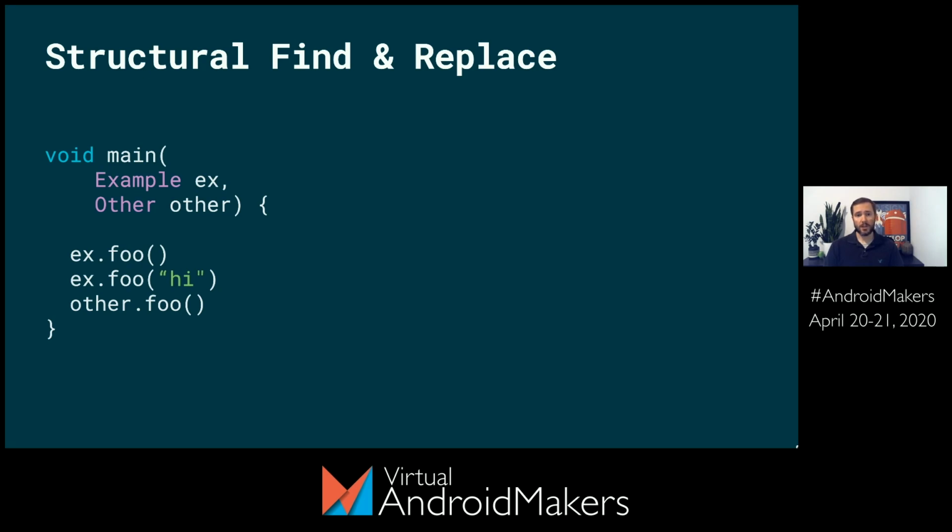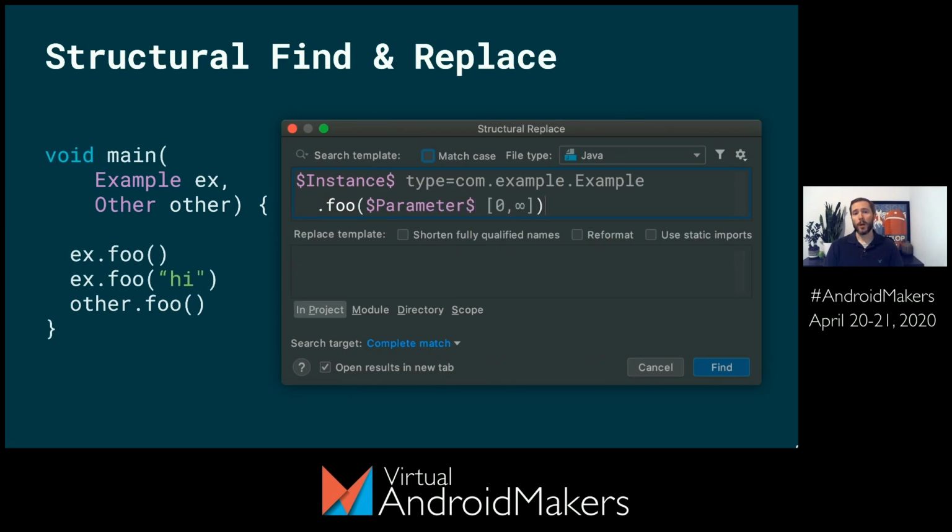Structural find and replace is just like the regular version, but with added code intelligence. It's especially useful when you're trying to migrate code that can't be easily distinguished with just a regex, as in this example on the slide. Now, IntelliJ has a wide variety of templates for this to start off with. In this example, we're starting with the method call template.